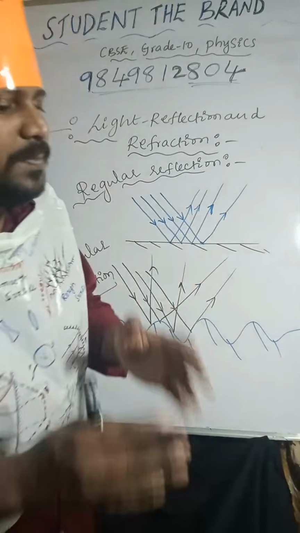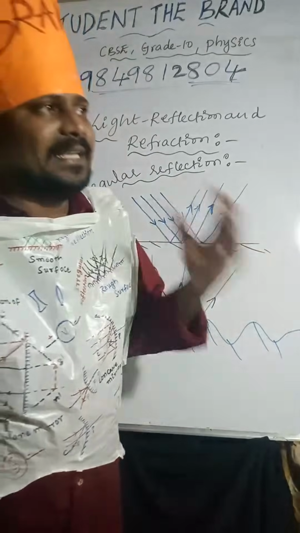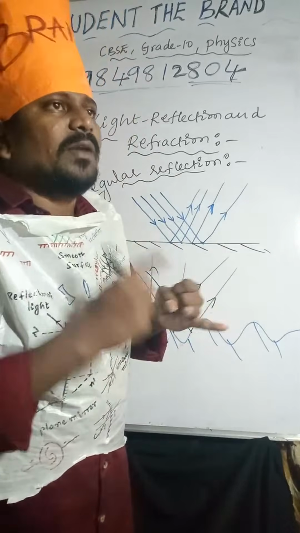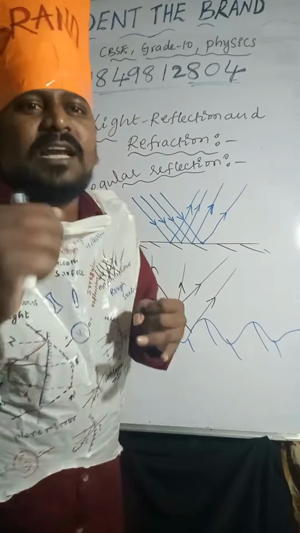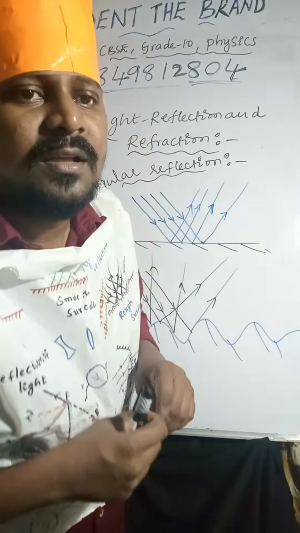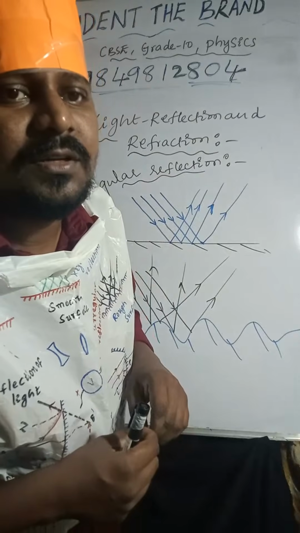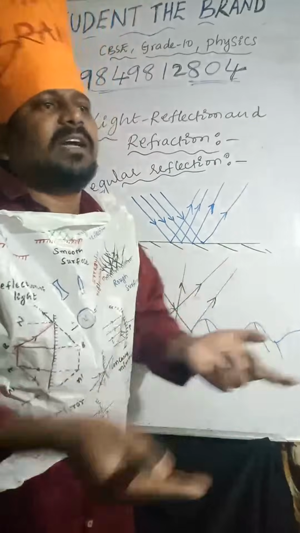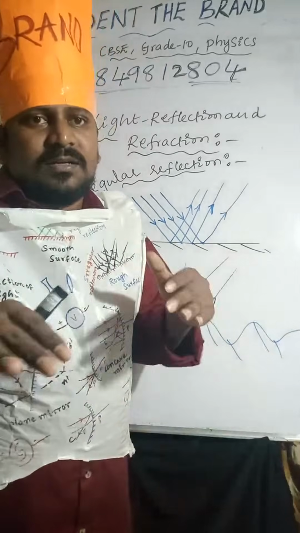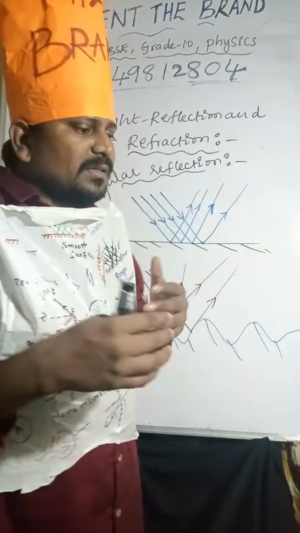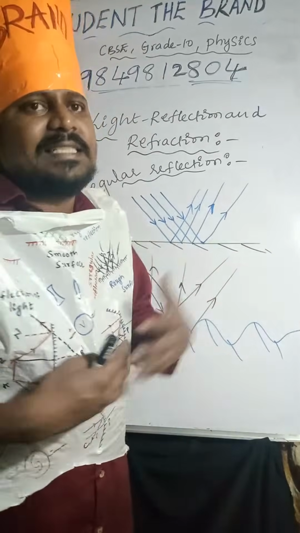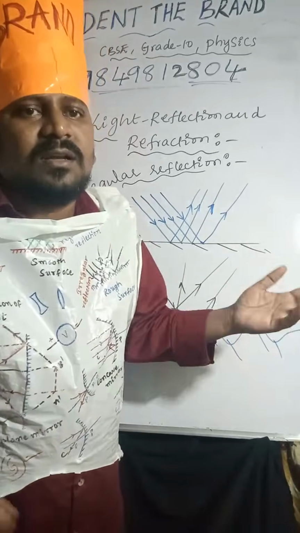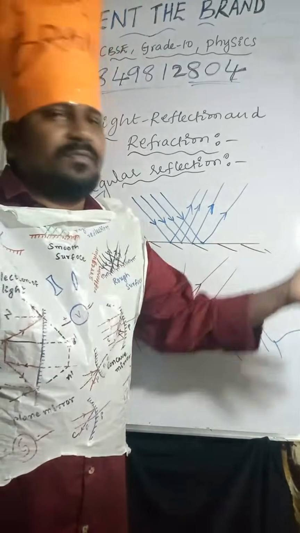Regular reflection takes place on a smooth surface. The best example we can take is a plane mirror, and one more thing, we can also take still water. Yes, very good, Mahesh. Water in a moving condition is also irregular, but still water is constant, not moving, in a static position. That time we can say regular reflection.